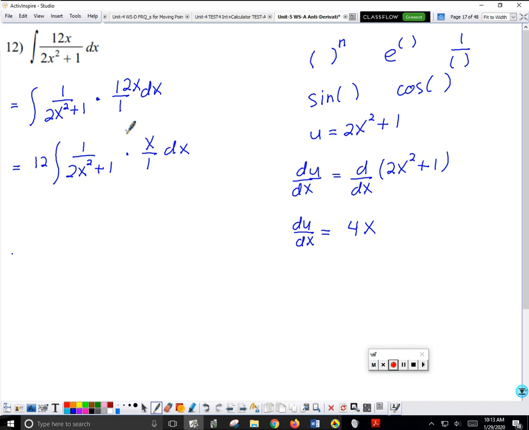I saw two functions being multiplied. From the two, I picked a U, right here. I took the derivative of U. My derivative is the other multiplying function. You can always ignore the multiplying constant. It won't get in the way because you can factor it out.